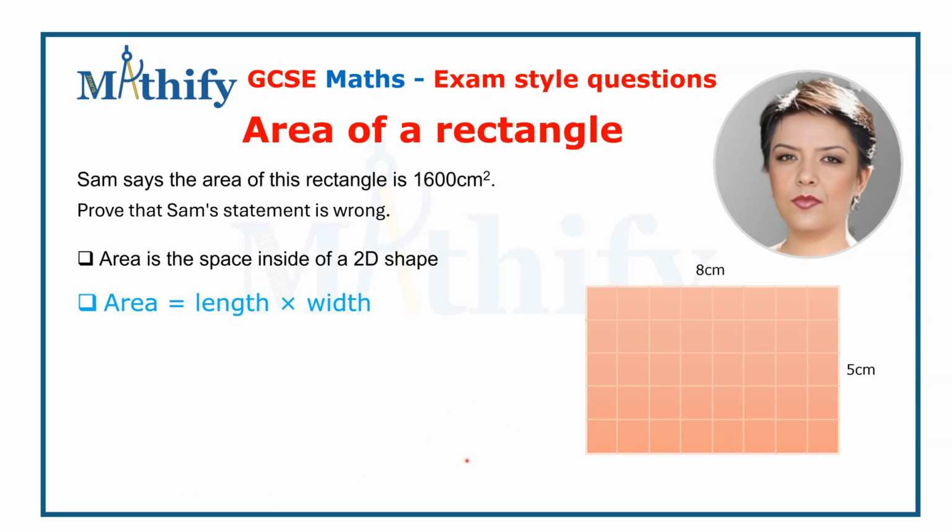So what we need to do is just multiply them together. So area is equal to 8 times 5. That should give us our area of 40 centimeters squared. Therefore, Sam's statement is wrong.